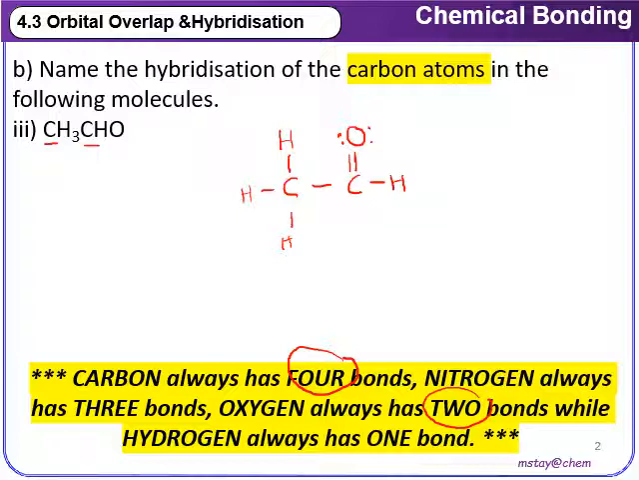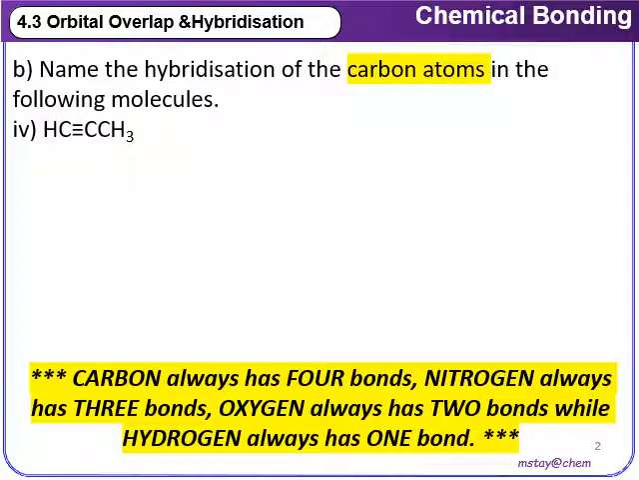So in this case, carbon 1 consists of 4 electron domain. So the type of hybridization is sp3. While carbon 2 has 3 electron domain, which are 2 single and 1 double bond. So the type of hybridization is sp2.